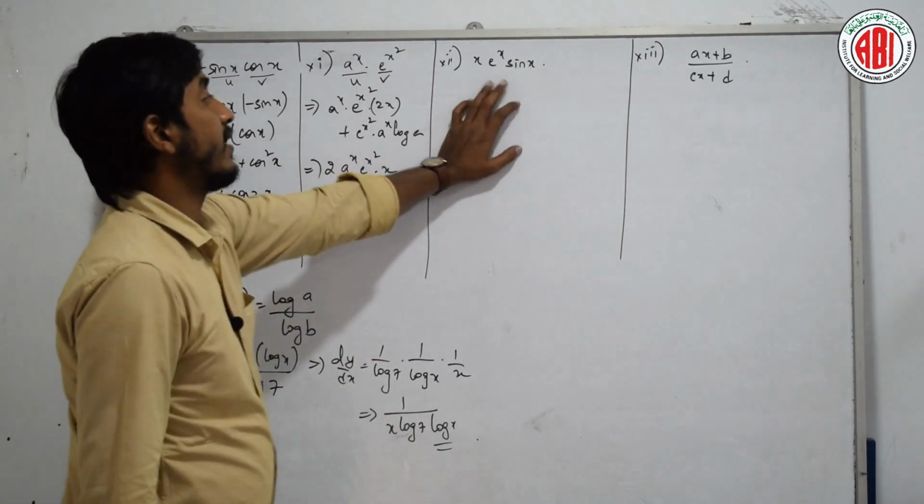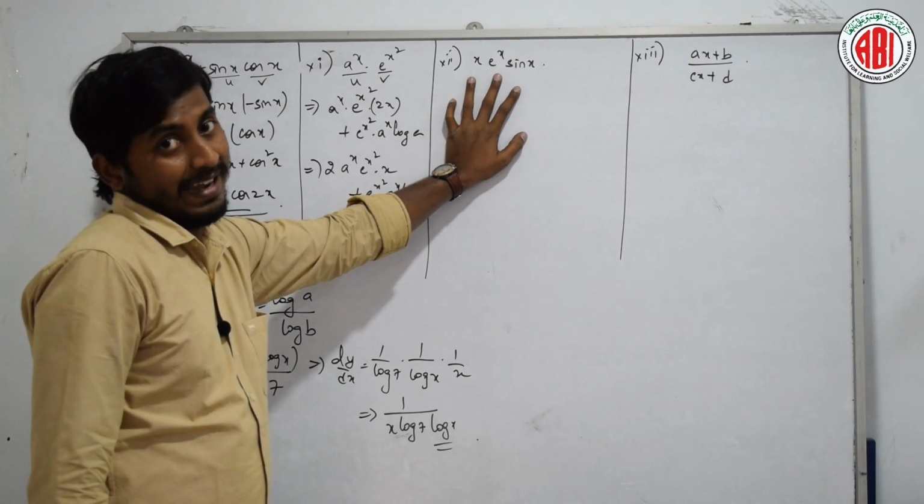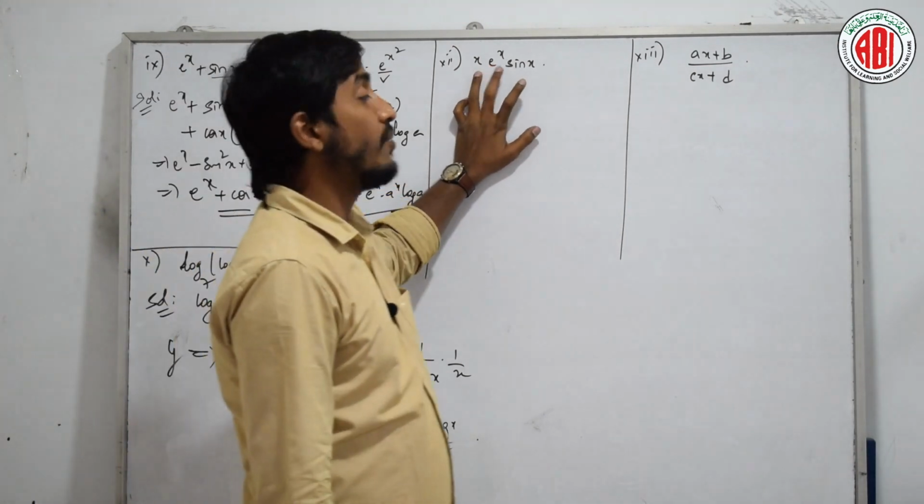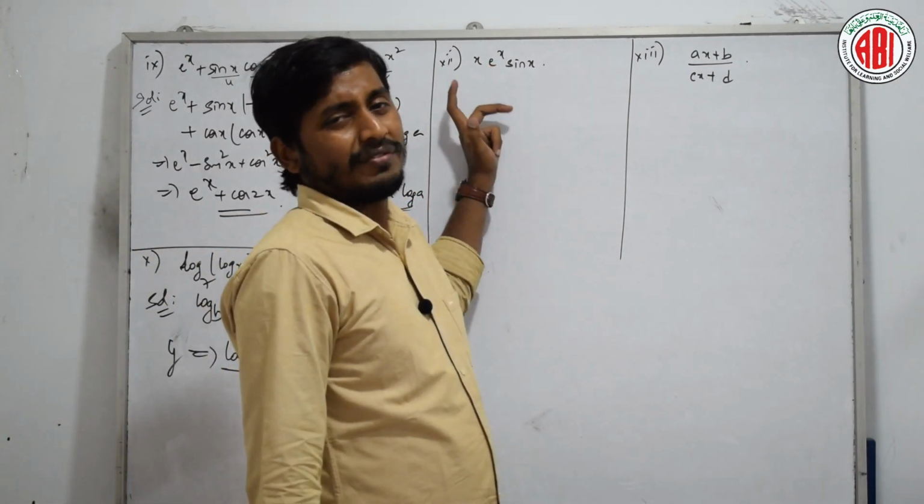Fine. Now look at this question. x e power x sin x, that is in the form of u, v, w. Till now we have seen only u and v.